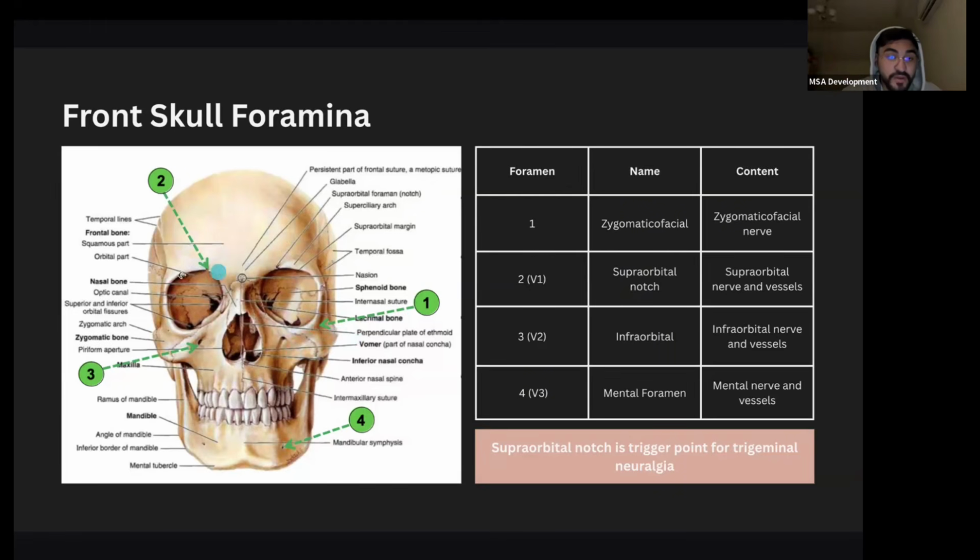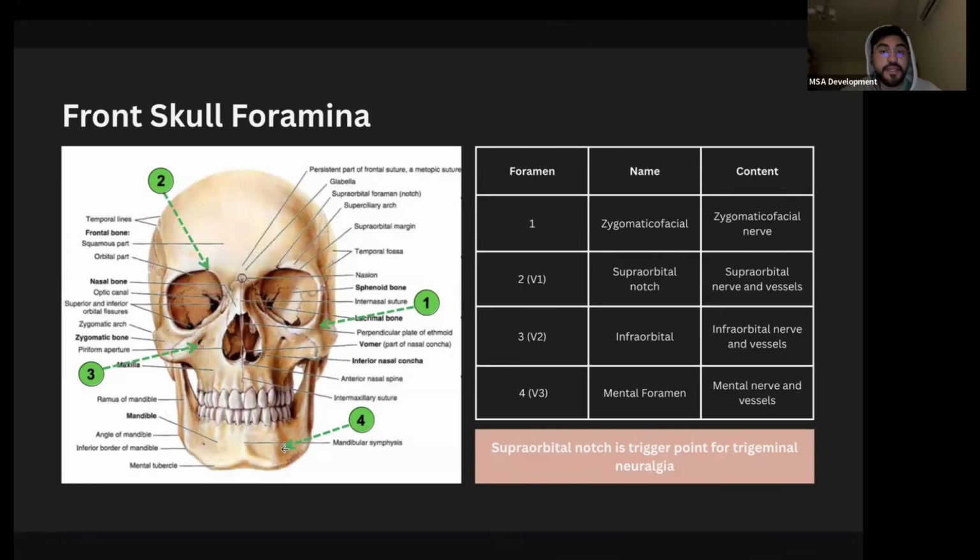Then, secondly, right here just above the orbital rim, you have the supraorbital notch, and what passes through it is the supraorbital nerve and the vessels. And then you have the third one right here. This is the infraorbital foramen. If this is supraorbital, this is going to be infraorbital, and you're going to have the infraorbital nerve and vessels passing through as well. And then this one right here, like the mental tubercle, is going to be the mental foramen, and what passes through is the mental nerve and the vessels.